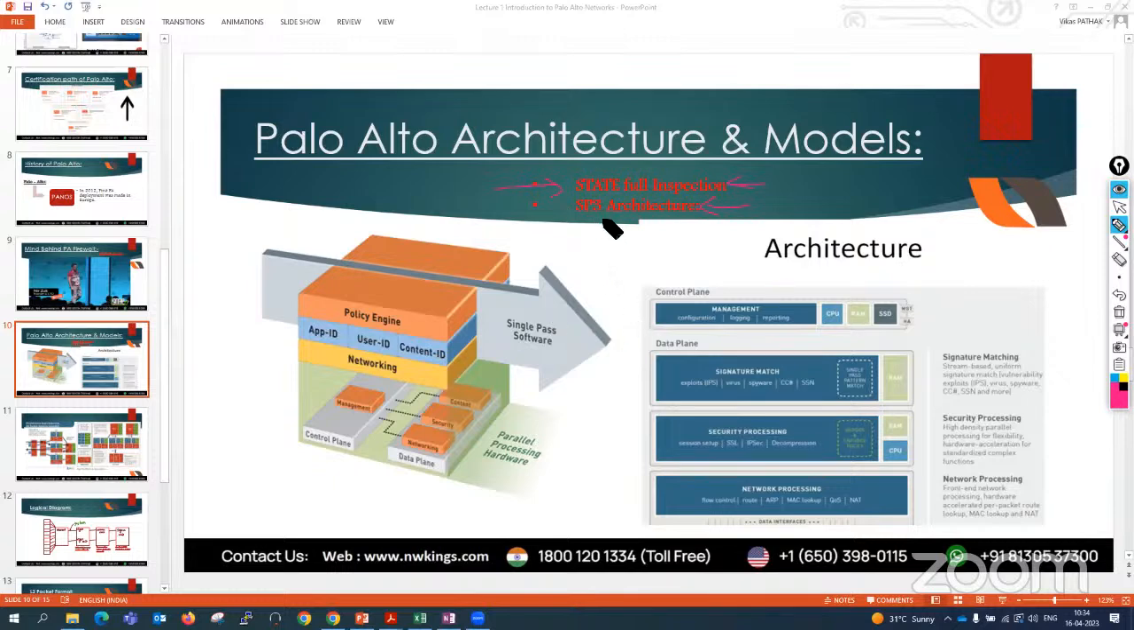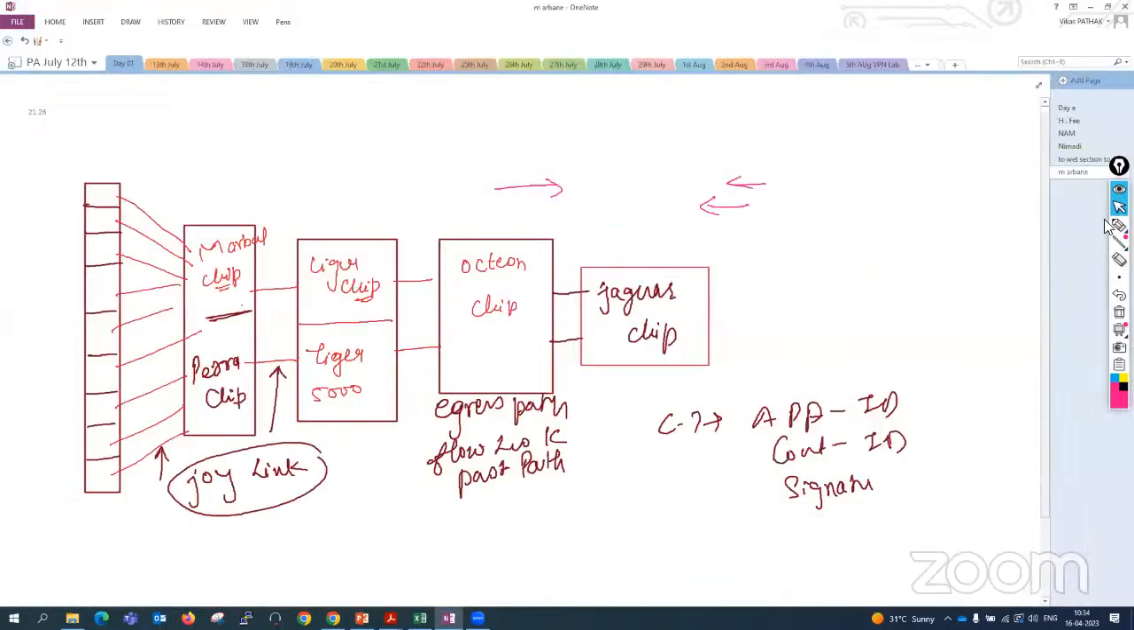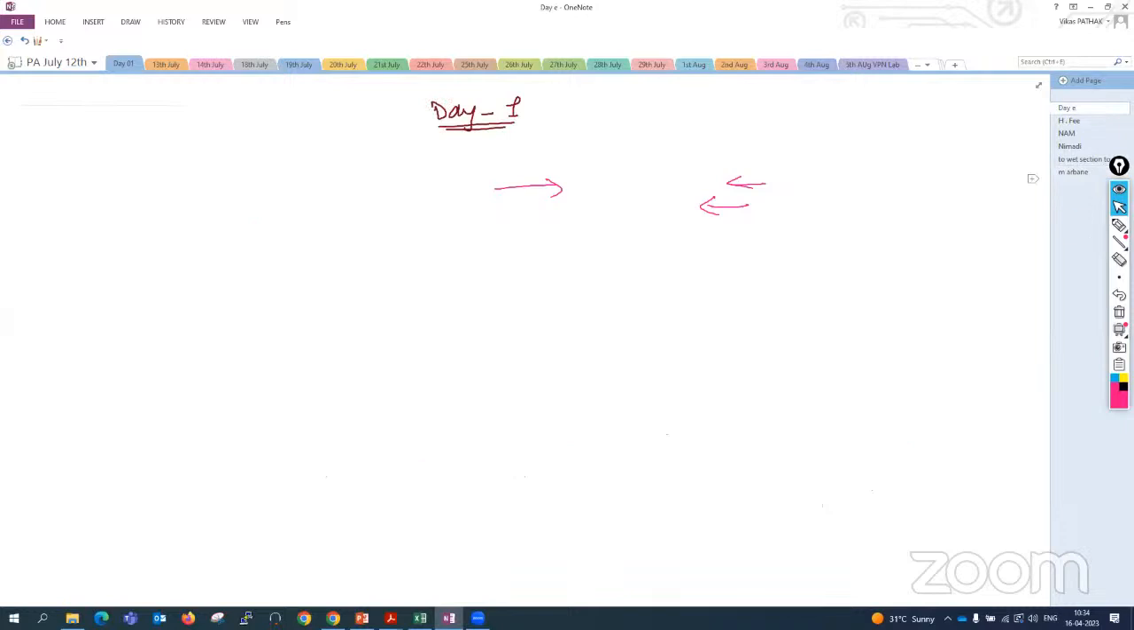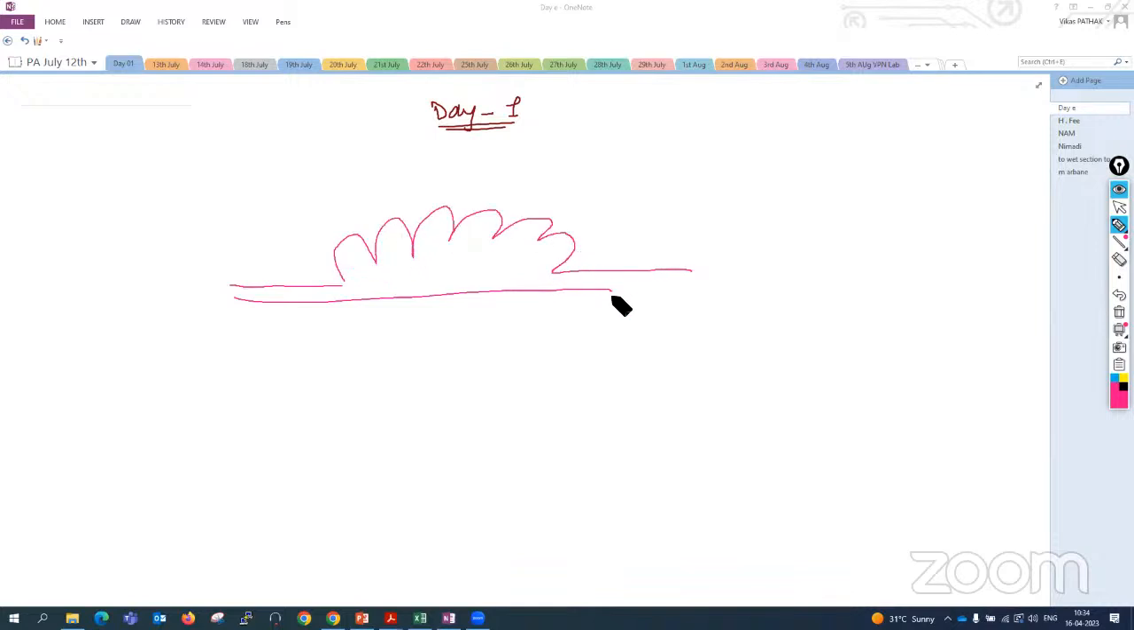Let's discuss the SP3 architecture. What it says is single pass. Now, what do you understand with single pass? Single pass says, let's suppose I have a firewall. I have multiple module layers, right? So let's suppose this is what?